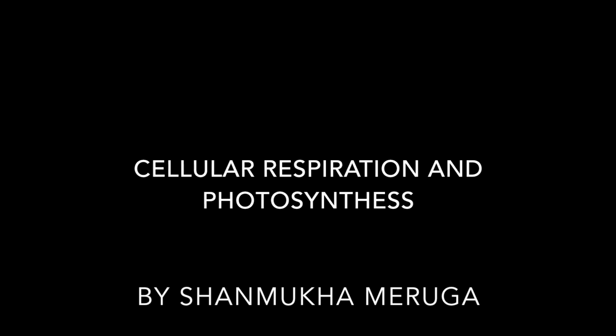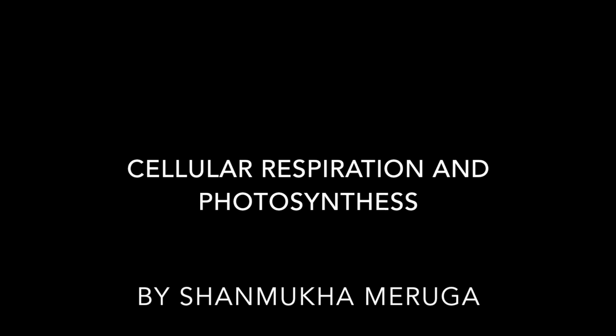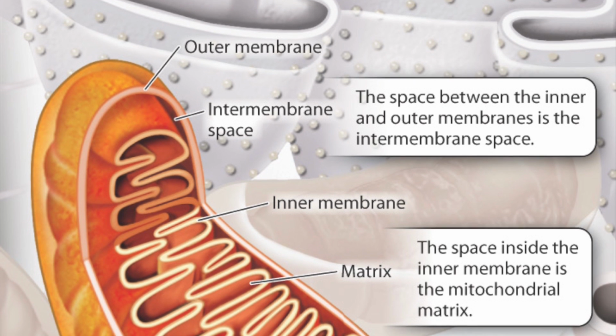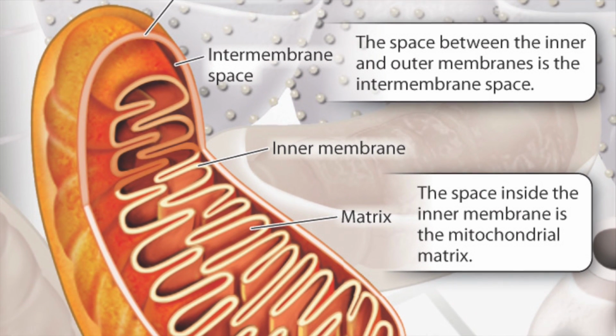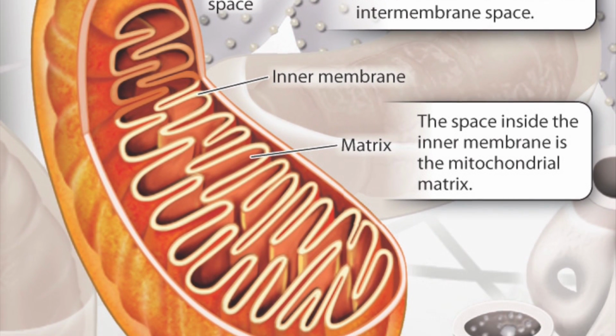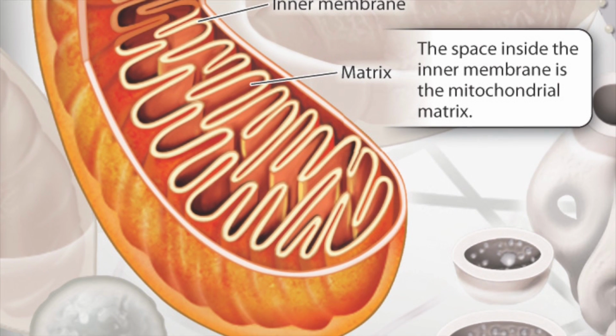Hello, in this video we're going to look at cellular respiration and photosynthesis. So what is cellular respiration? Cellular respiration is a bunch of chemical reactions that convert glucose into ATP. Cellular respiration takes place in the mitochondria, except for glycolysis, which takes place in the cytoplasm.